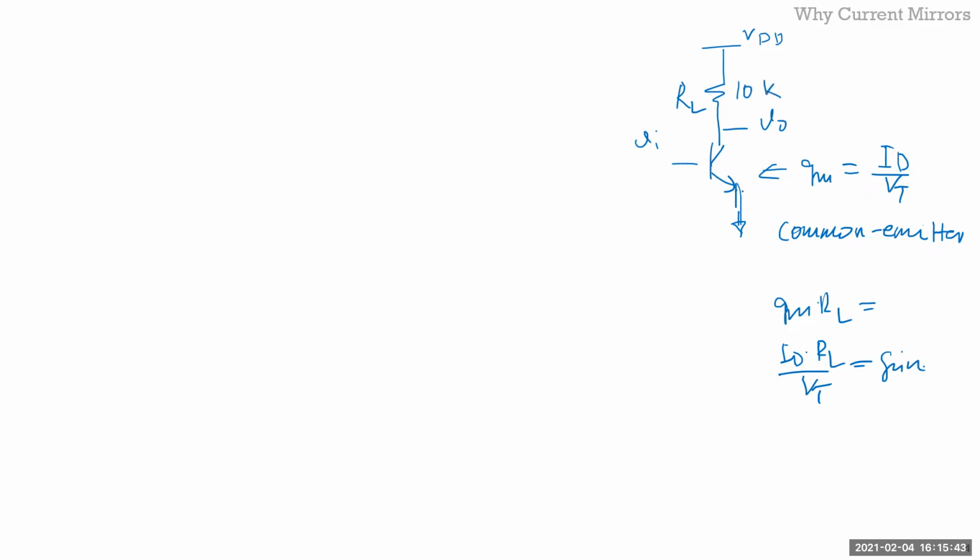This is 10K and you want to bias it with some current ID. So let's say this is 5 volts. You want this at 2.5 volts. So your ID should be what? 250 microamps, right? Because 250 microamps times 10K is 2.5 volts. So that'll make sure that this is sitting at 2.5 volts.